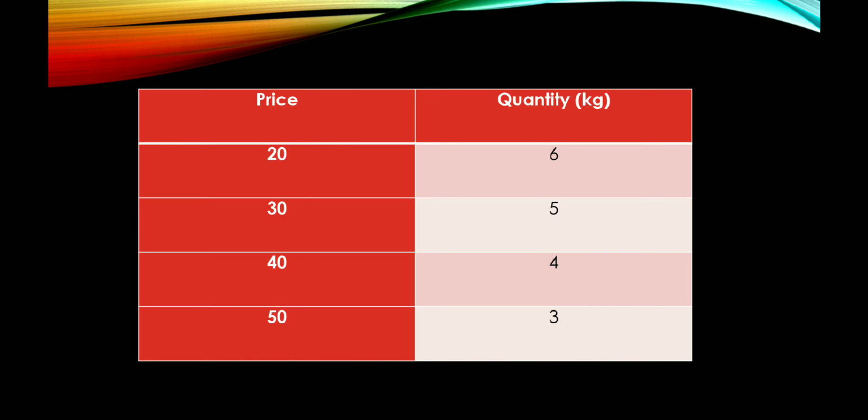The price increases from rupees 20 to rupees 30. The demand for that good reduces from 6 kilogram to 5 kilogram. The price increases from rupees 30 to rupees 40. The demand decreases from 5 to 4. As the price increases from 40 to 50, demand decreases from 4 to 3. That means that show an inverse relationship. That is, as price increases, demand for that commodity decreases.